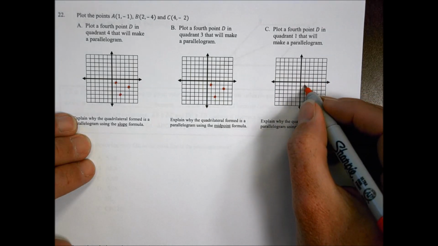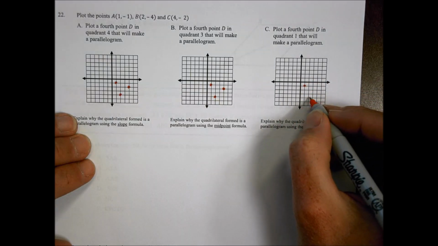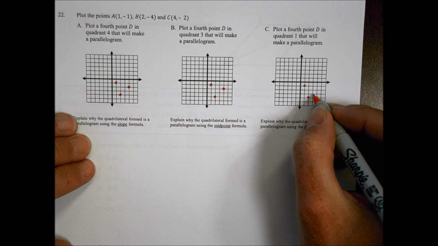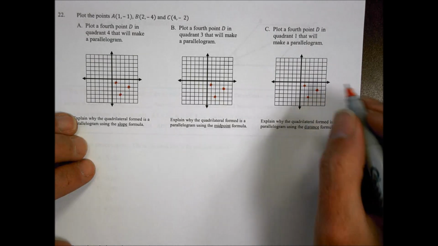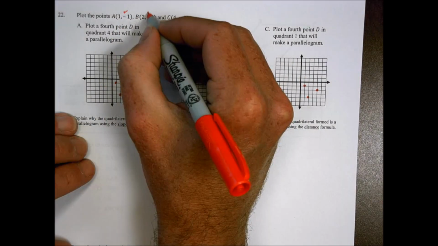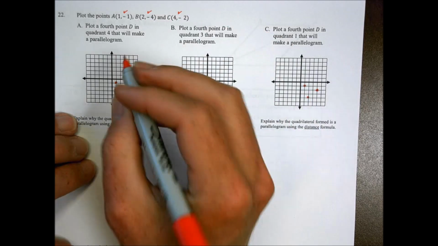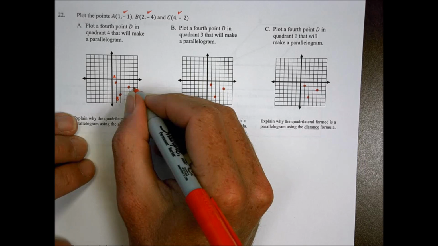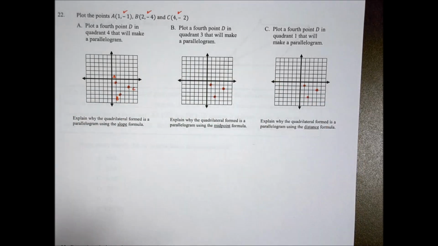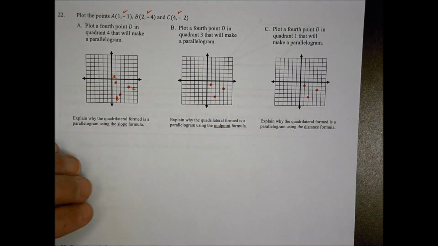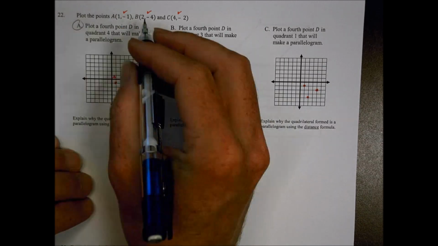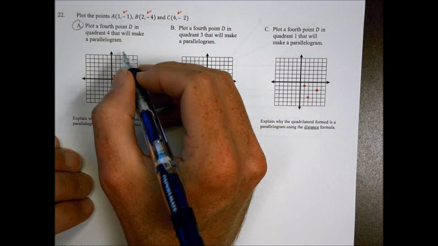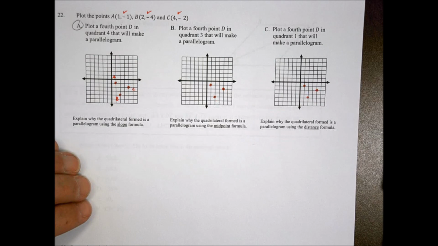And then we'll do it again over here, and go down and over there. We go up to there. Okay, so that's our initial point, just plotting A, B, and C. And I could label them, no problem, if you want to, A, and then B, and C, but you get the idea there. The next thing it wants me to do, part A, says plot a fourth point D in quadrant 4 that will make a parallelogram.